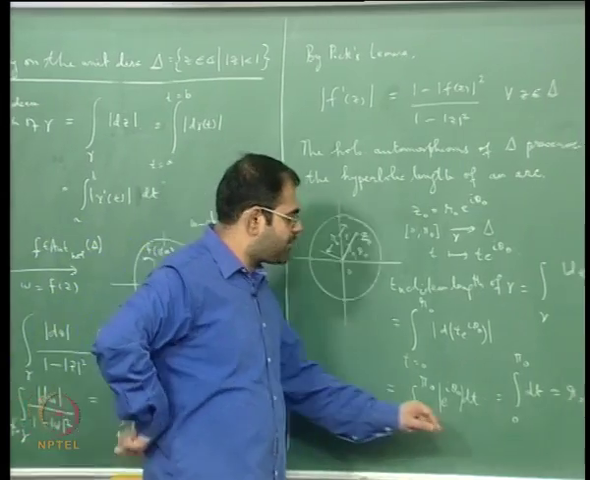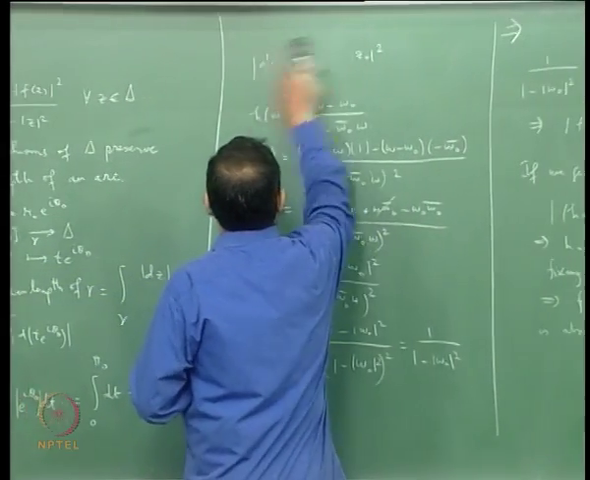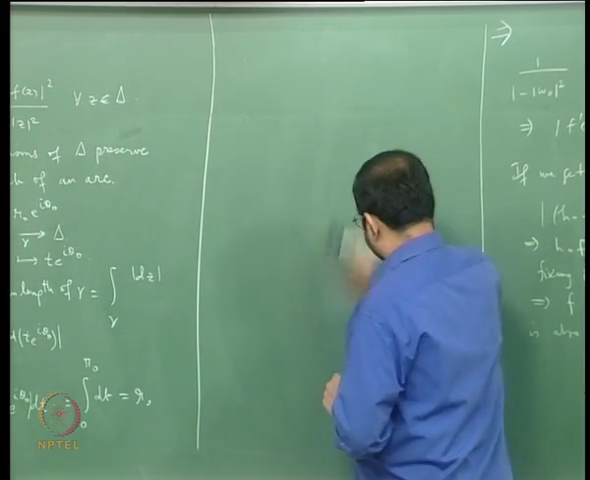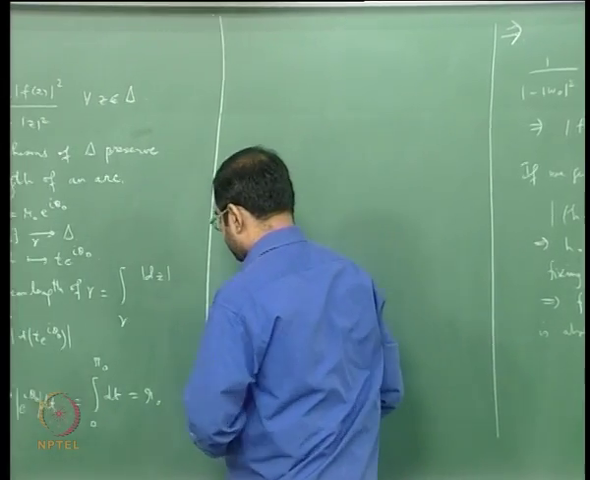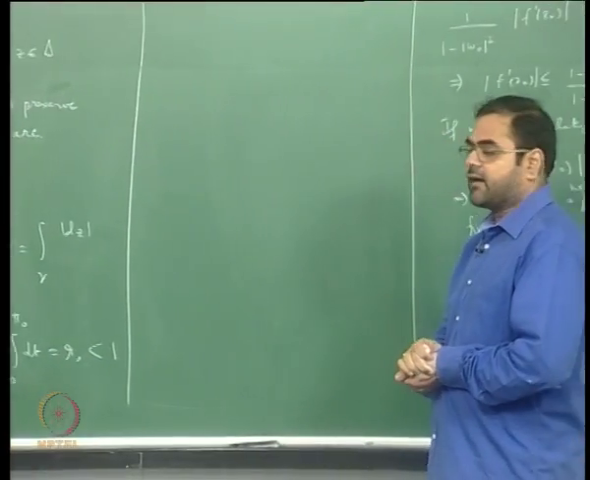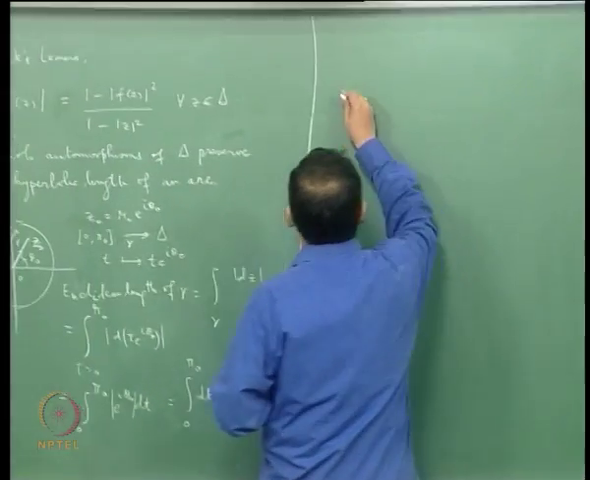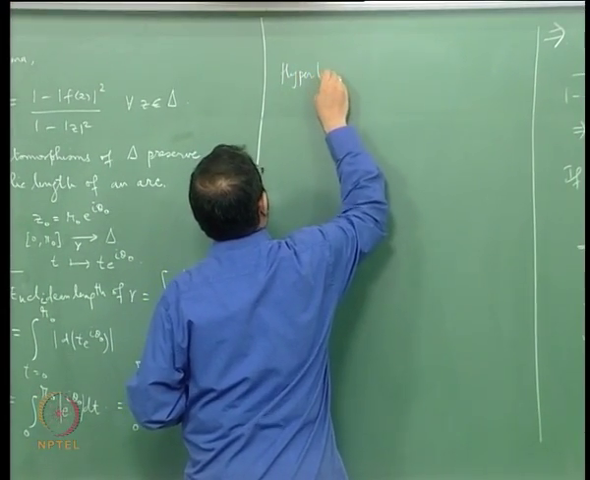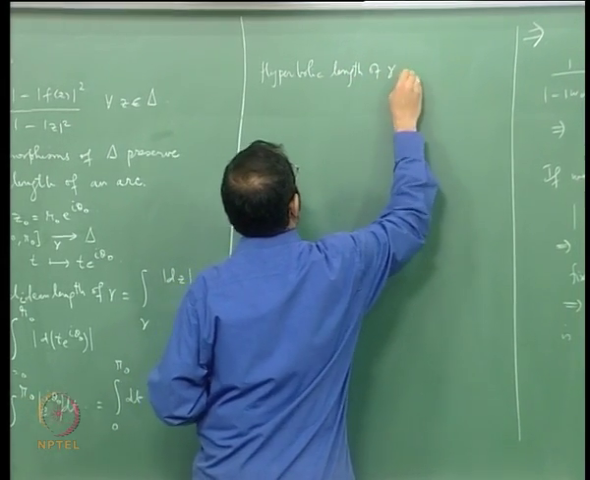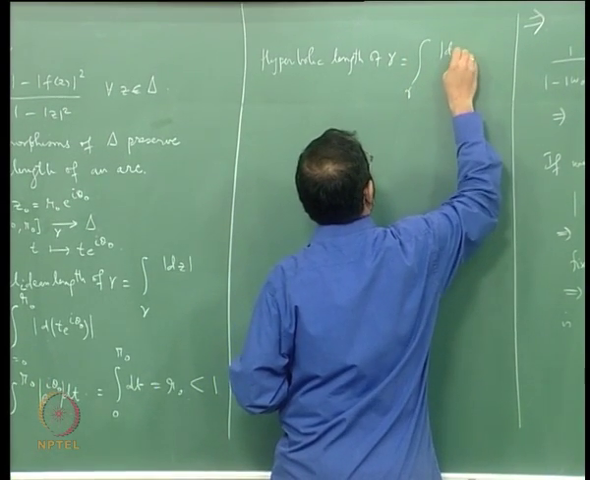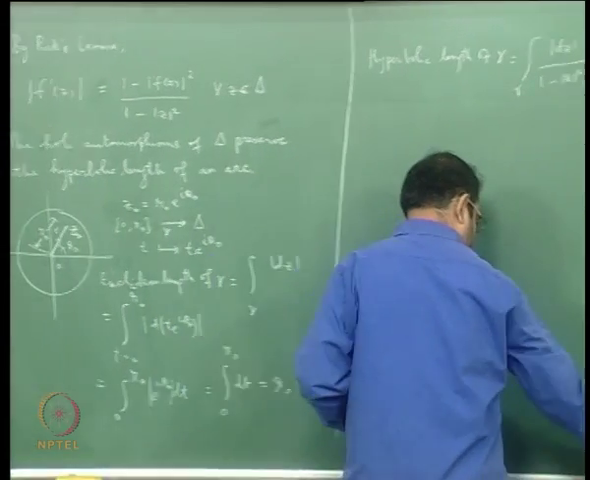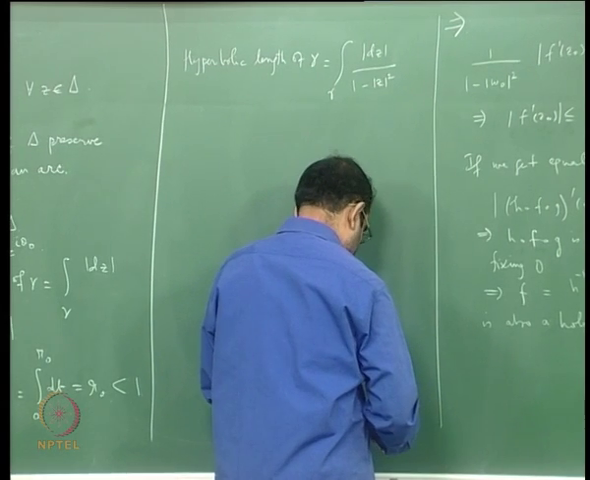Now let us calculate the hyperbolic length. What is the hyperbolic length? Of course I should tell you that r0 is strictly less than 1 because z0 is a point of the unit disk. But what is the hyperbolic length of gamma? It is the integral over gamma of mod dz by 1 minus mod z the whole square. So this is the formula for the hyperbolic length.